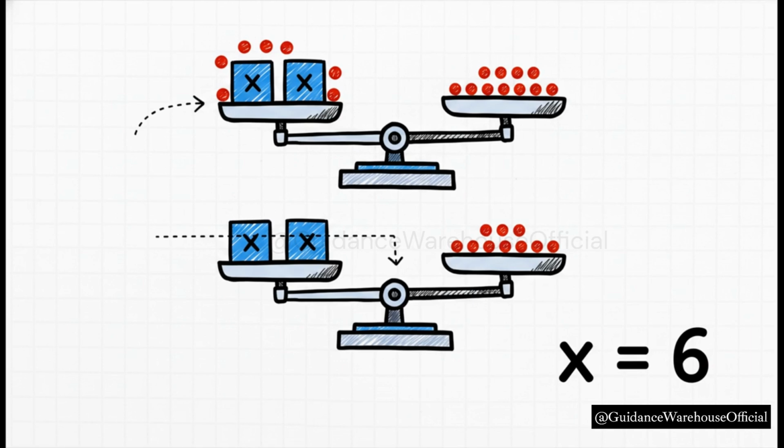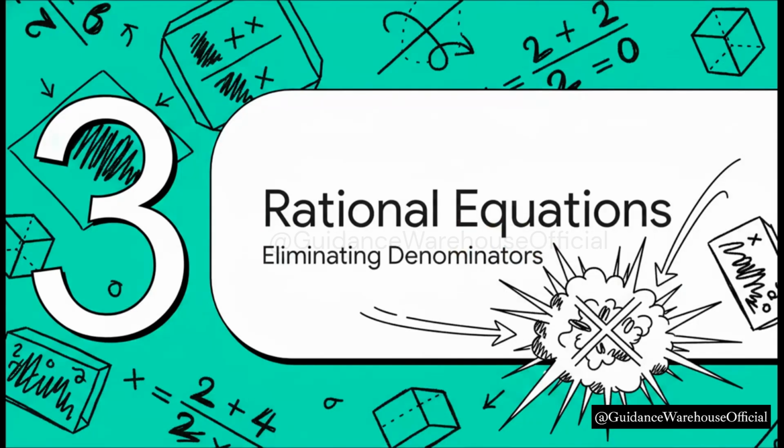Now, to undo the multiply by 2, we do its opposite. We divide both sides by 2. And just like that, boom, we've got our answer. x equals 6.